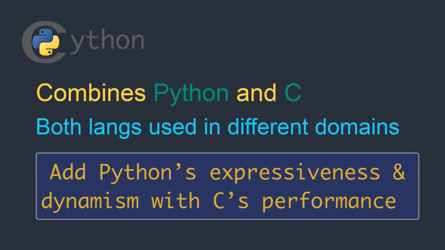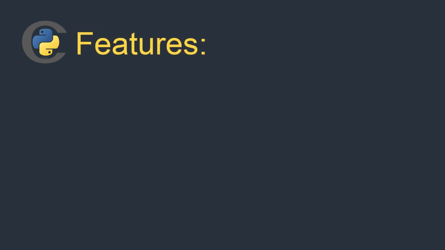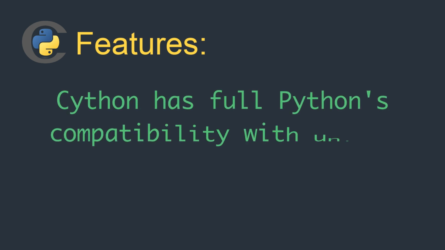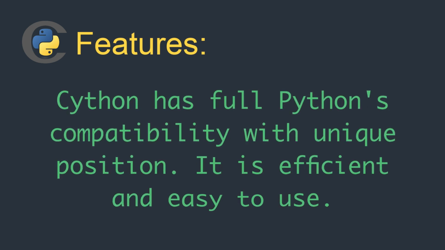If we talk about the features of Cython, Cython has expansive goals, first and foremost being full Python compatibility. It has also acquired features that are specific to its unique position between Python and C, making Cython easier to use, more efficient, and more expressive.